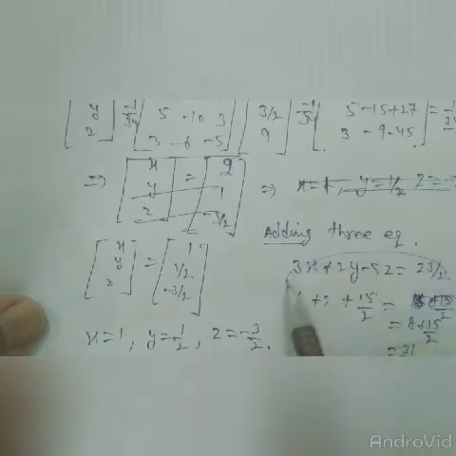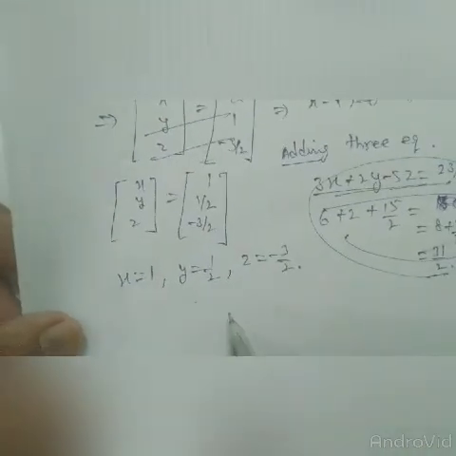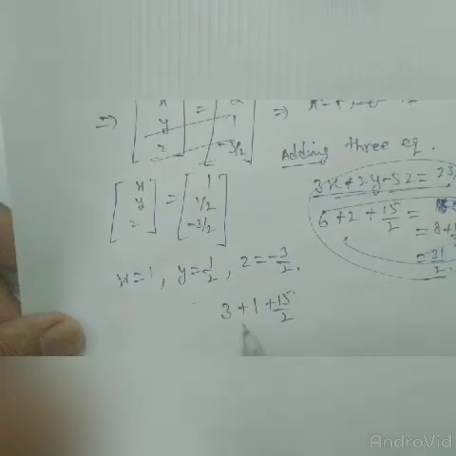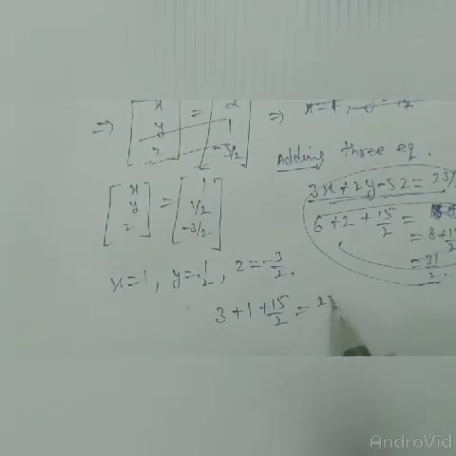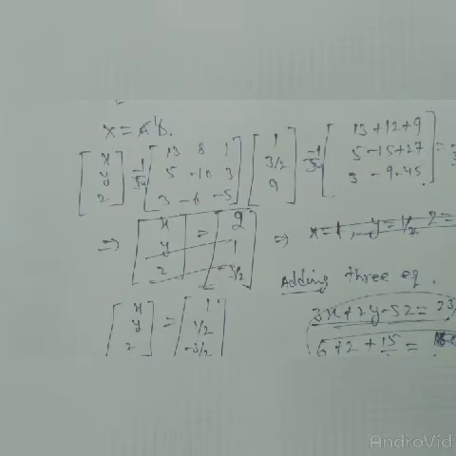If we put these values in this equation, our result is 3 plus 1 and that is 15 by 2. So 6, 12, 4, 8, so that is 23 by 2, which is the right hand side. Okay, so there is some calculation mistake, so please rectify it. So in this way we find the solution of a system of equations with the help of the matrix method. Clear? Now question number 15.